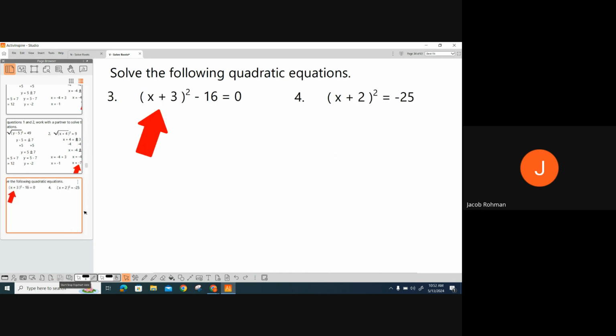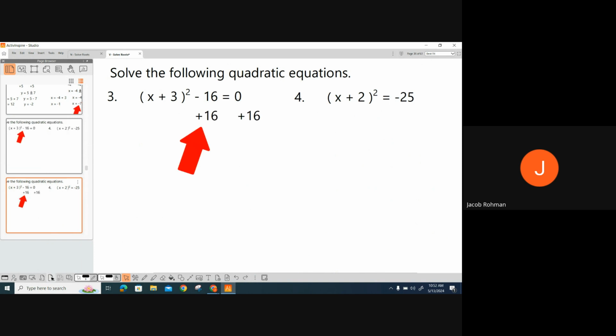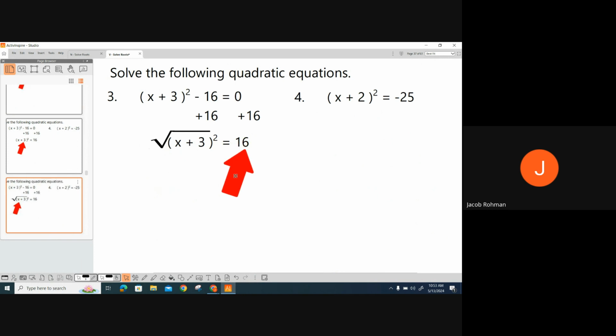In example 3, we see a similar type of equation, but here we have a minus 16 on the outside. So we're going to start by adding 16 to both sides to get rid of that. And that's going to leave me with (x + 3) squared equal to 16. Now I can square root to get rid of this squaring. So that's what you see here. But when I square root 16, remember there's going to be a positive and a negative solution. So that's going to be plus or minus 4.